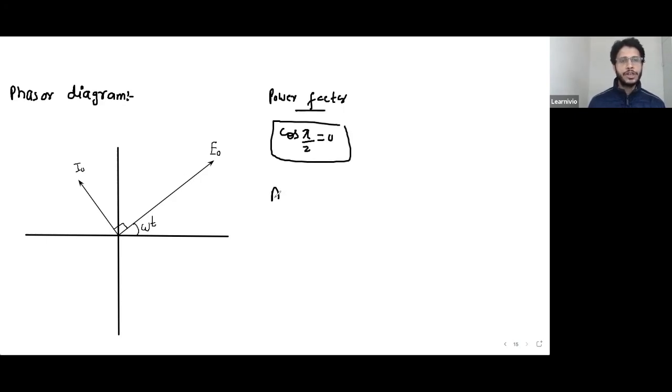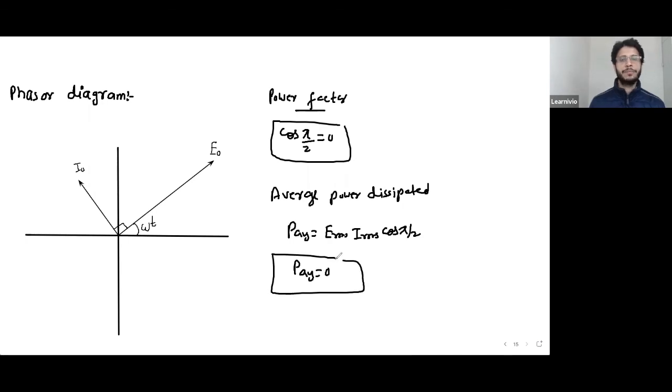Next, you need average power dissipated. Here too, the average power dissipated is E RMS, I RMS, cos pi by 2. The average power dissipated is 0.